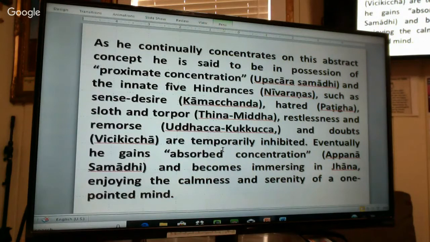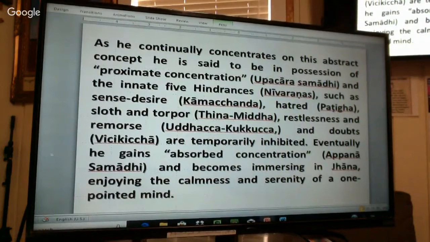So at that time, the five hindrances are going to disappear, because of the power of concentration, the jhana factors. The five jhana factors are vitakka, initial application, vichara, sustained application, and then piti, joy, sukha, happiness, and then ekagata, concentration. These five jhana factors are totally opposed to the five nivarana.